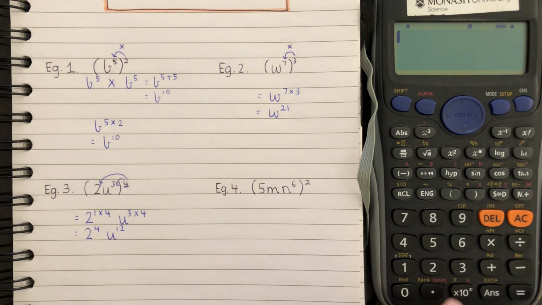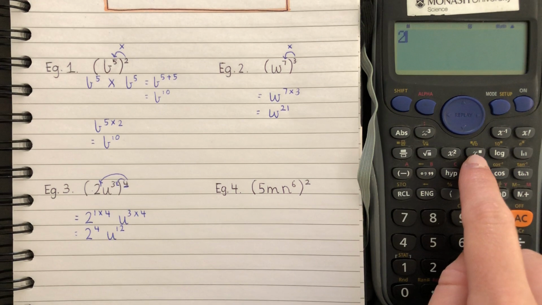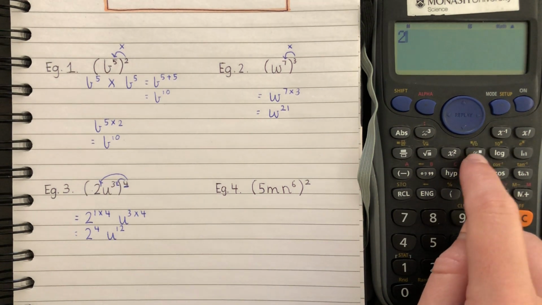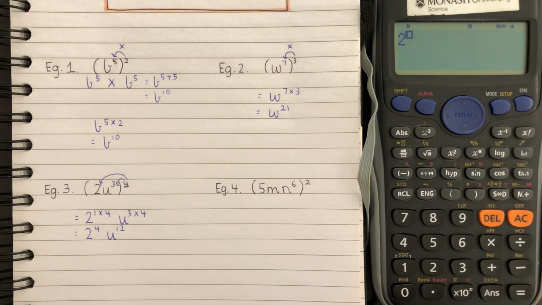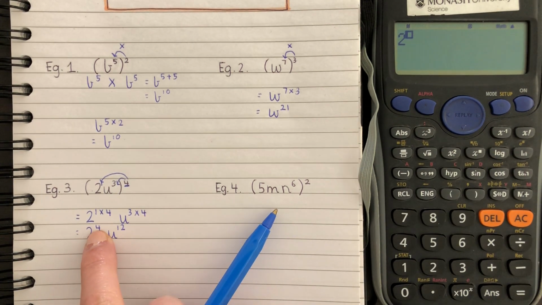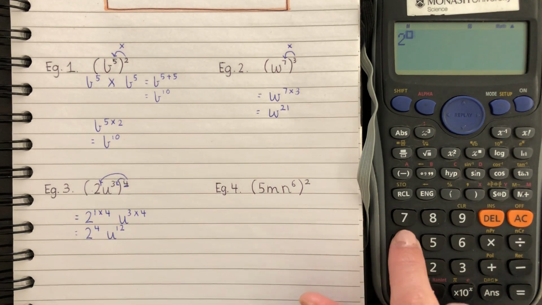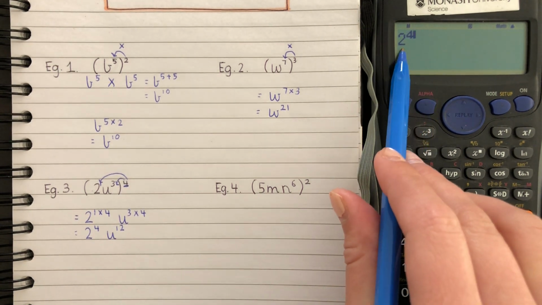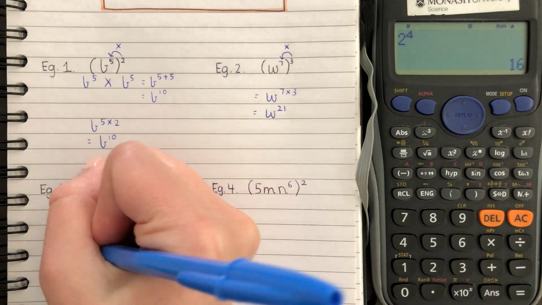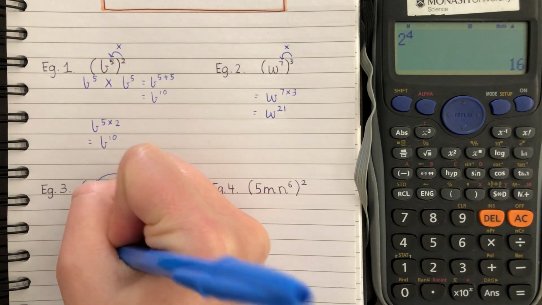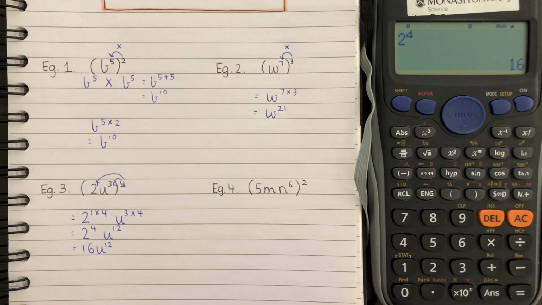Now you could go one step further and get an actual answer for 2 to the power of 4. Let's practice putting that in our calculator. You put 2 and then find your power button. On my calculator, it's the X with a coloured in white box. Click that and then put 4, okay, because it's to the power of 4. You can see that this looks exactly the same as that. Press equals and the answer is 16. So it equals 16 U to the power of 12.